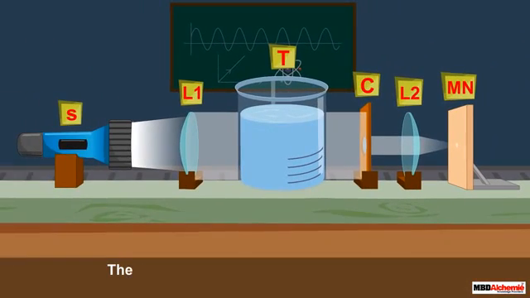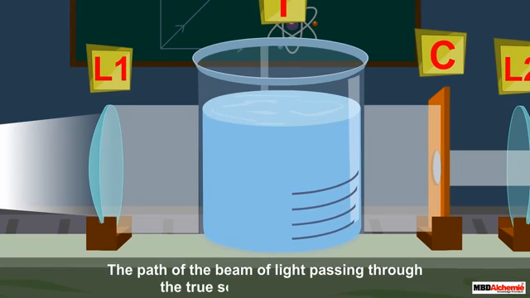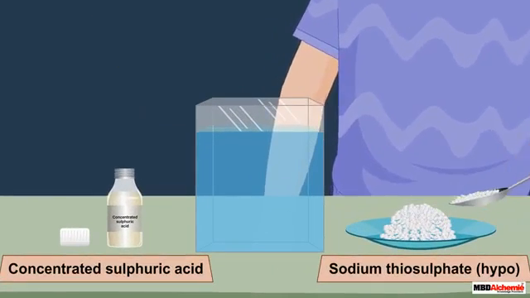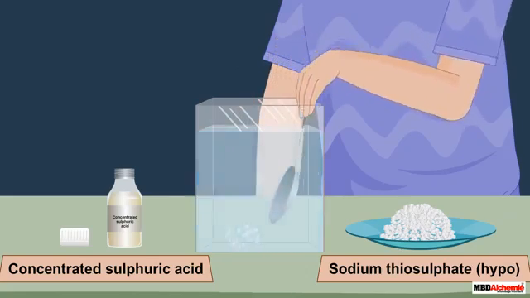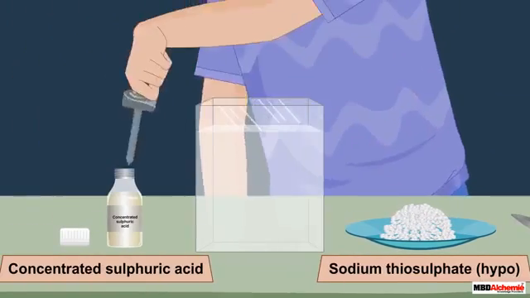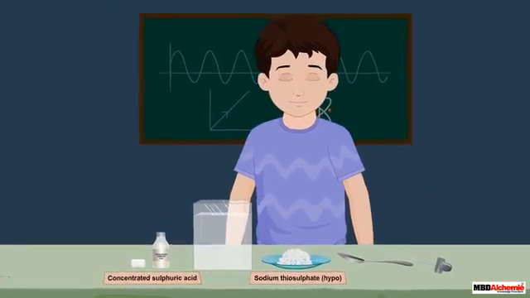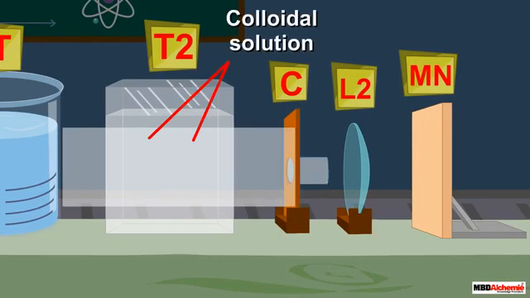As you can see, the path of the beam of light passing through the clear water, that is, true solution, is not visible. Next, dissolve about 200 grams of sodium thiosulfate or hypo in clean water in the tank. Add about 1 to 2 milliliters of concentrated sulfuric acid to the water. What do you observe? The path of the light becomes visible through this colloidal solution.